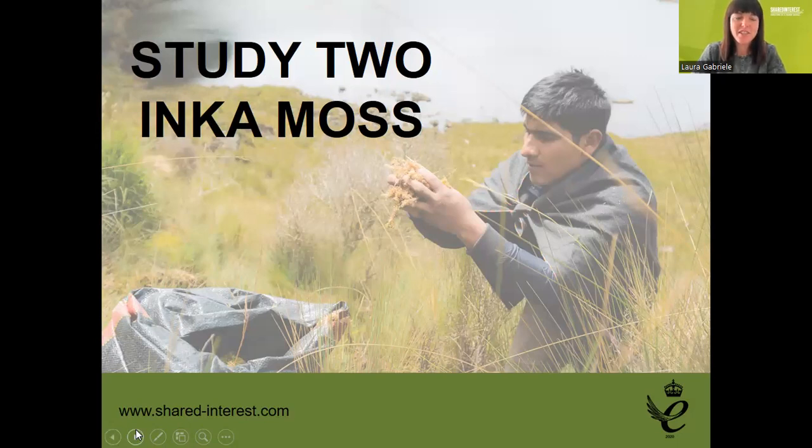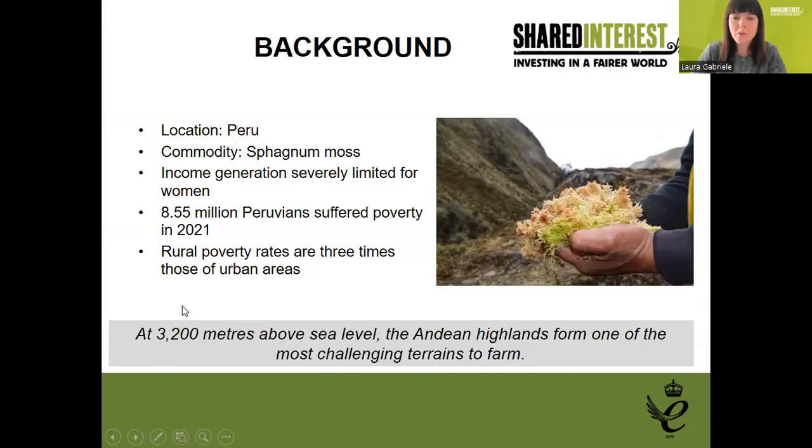So the second study we're going to talk about today is a study on Inca moss, who are one of our customers producing sphagnum moss based in Peru. So over the past decade, hunger and poverty have significantly decreased in Peru following consistent economic growth, investment in infrastructure, education and health, as well as an expansion of social programs.